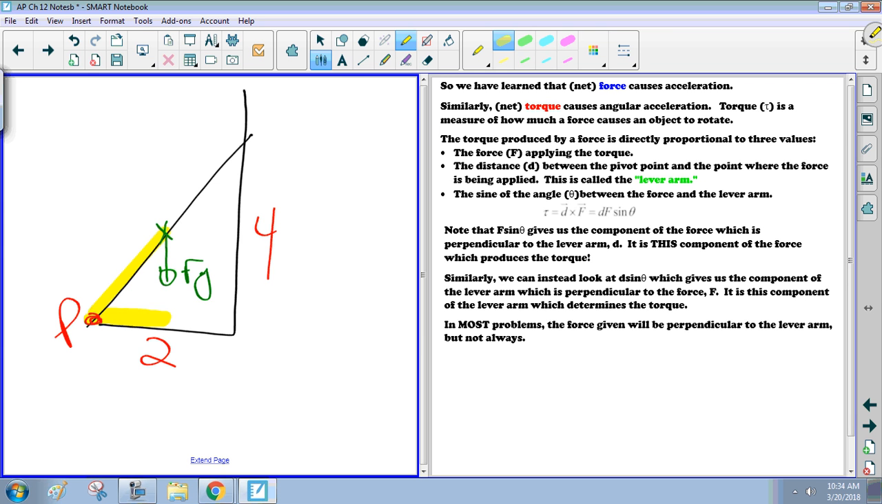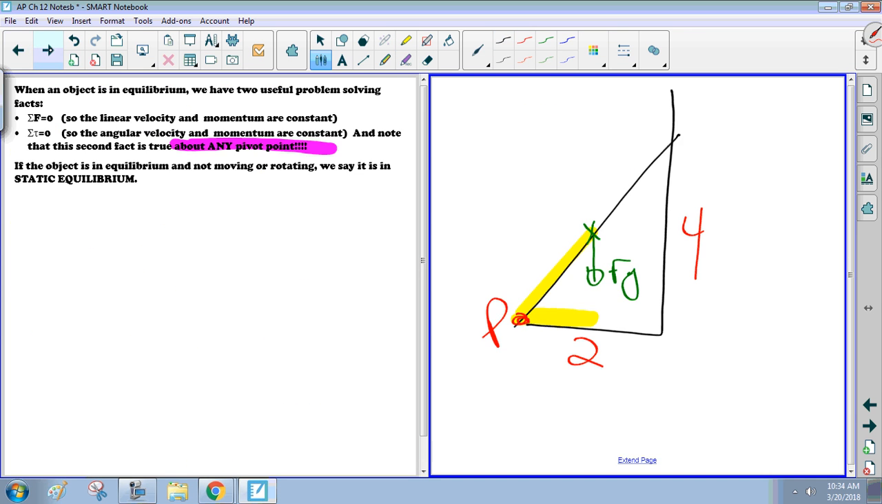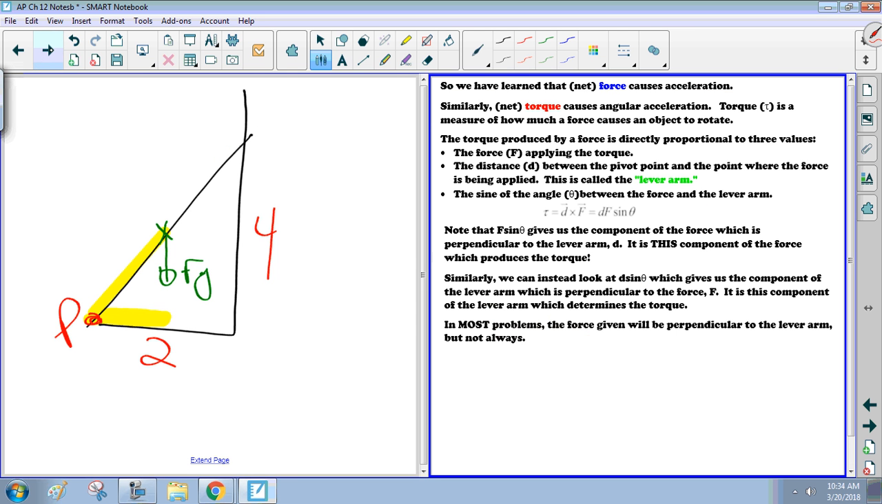All right, so where were we? I don't remember. We were talking about the fact that if you've got weird angles, you need to find a way to deal with that. By either finding the component of the lever arm that's perpendicular, or finding the component of the force that's perpendicular, or finding the angle between the two vectors. Those are basically your three options. Clear? Once you've got that, we can solve more complicated problems.